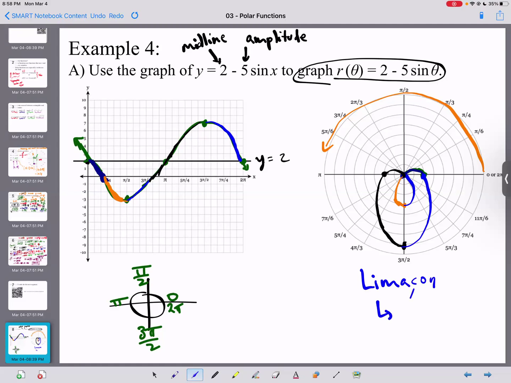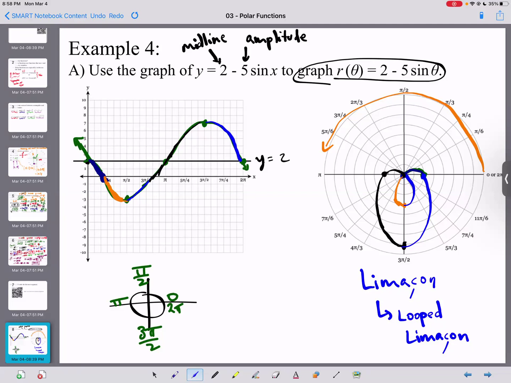Which if you want to be Texan, just call it a limacon. And we call this a looped limacon because we're in Texas. And that's how you graph that. Now let's check our work. Let's make sure we're right. So it's 2 minus 5 sine.